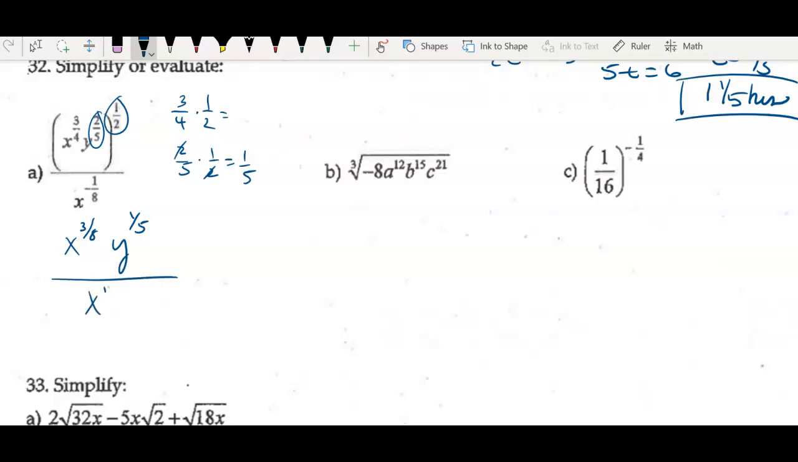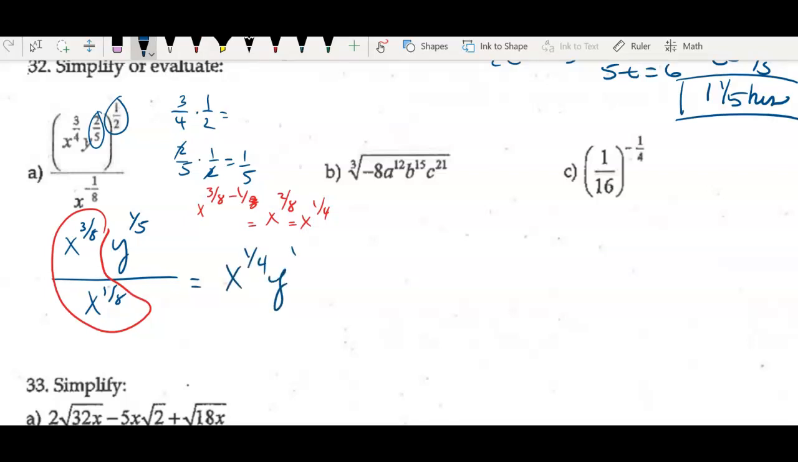And then I have x to the 1/8. So now I've got the quotient rule. That means I need 3/8 minus 1/8. Well, isn't that x to the 2/8, which is x to the 1/4? And because it is positive, it goes in the numerator. That's the answer.